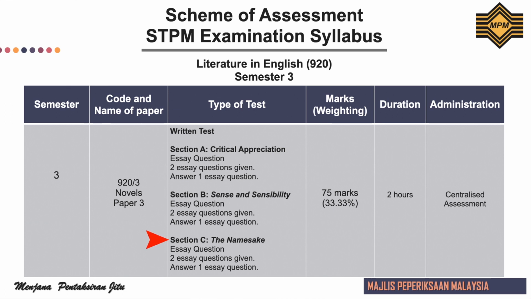Finally is Section C, which is an assessment on The Namesake with the same format of question, where candidates will be given 2 essay questions, but will only choose 1 question to answer. With regards to the mark scheme, the total mark for this paper is 75, with 25 marks allotted for each section. This means that 33.33% of this paper will contribute to the overall marks for candidates who sit for this subject examination. The duration of this exam is 2 hours and it is a centralized assessment.